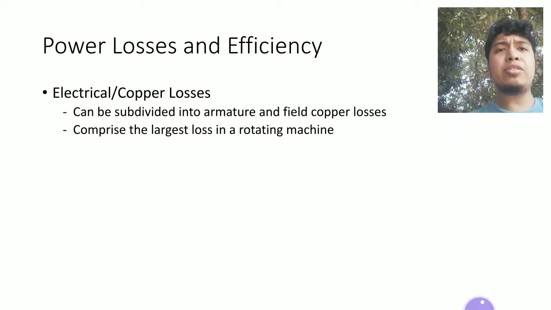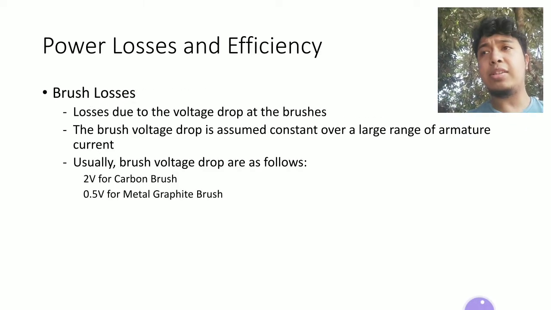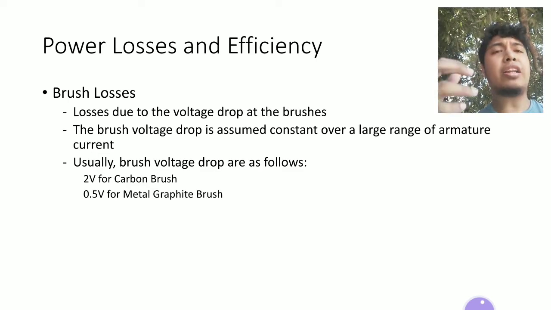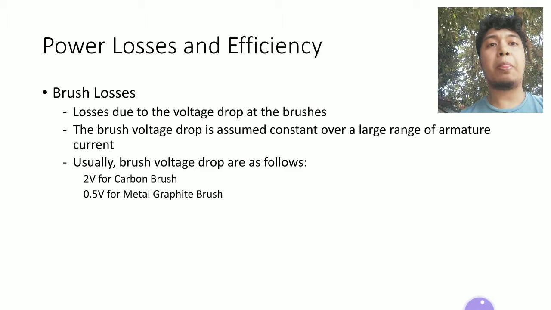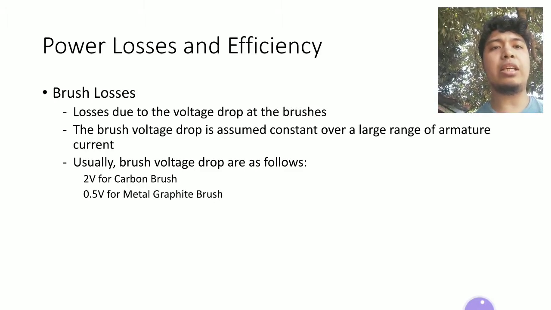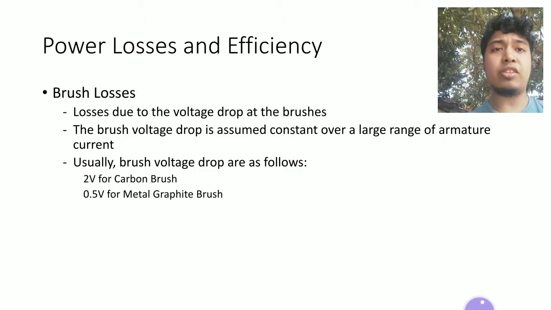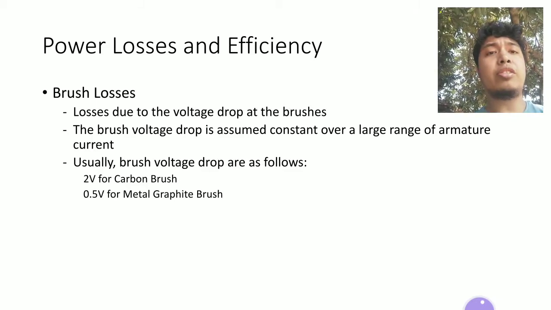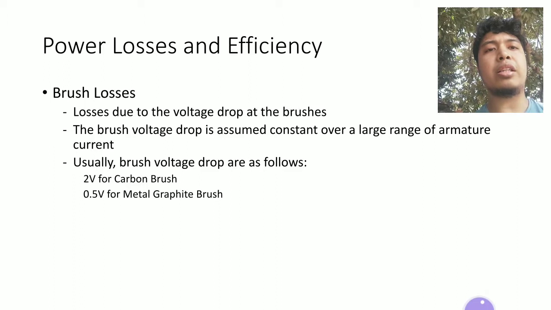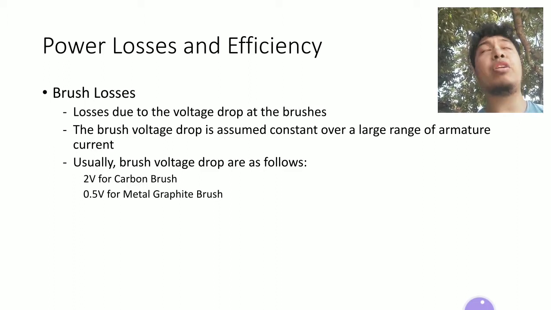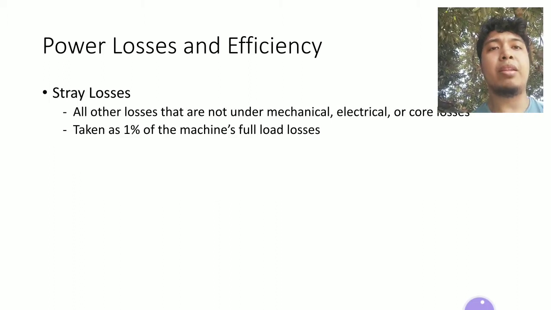Now, your brush losses are also categorized as electrical losses kasi they are because of the voltage drop at the brushes. Okay, so usually your voltage drop at the brushes is 2 volts total voltage drop for the carbon brush, and we have a more efficient one, yung ating metal graphite brush na 0.5 volts lang ang voltage drop.